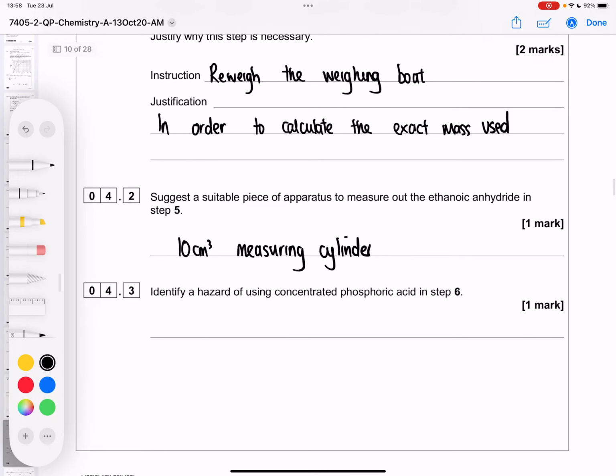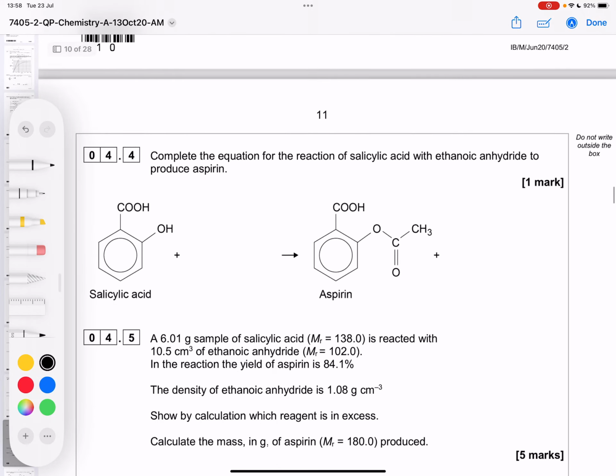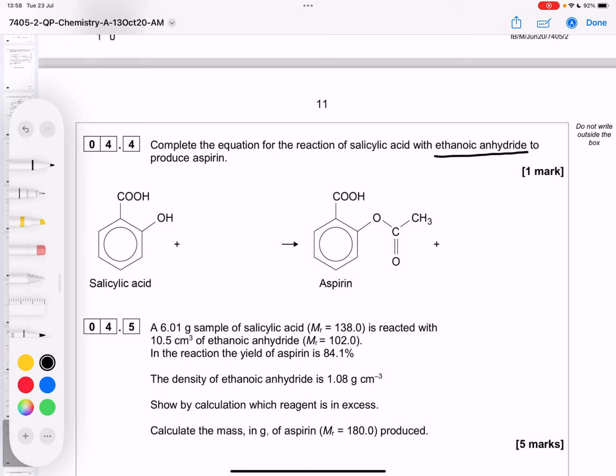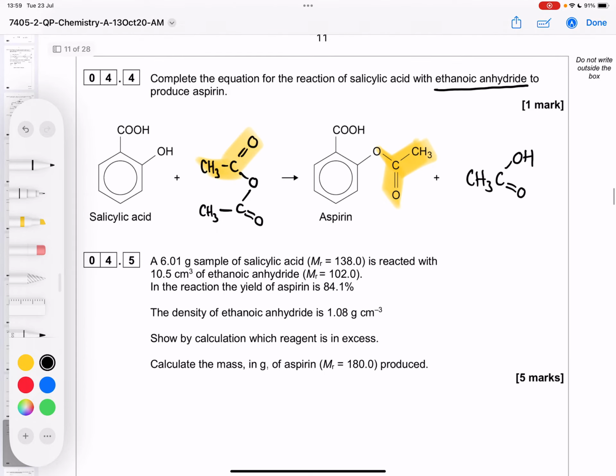Identify a hazard with a concentrated phosphoric acid. Well, we know that the concentrated acids are corrosive. Complete the equation for the reaction of salicylic acid with ethanoic anhydride. So remember, the anhydrides are those that are like 2 ethanoic acids that have come together and lost water. So that's our structure of ethanoic anhydride. We can see that this is the bit that we've kind of added on. That's come from here. So the other product that's left over is a CH3, C double bond O, O, and then it got the hydrogen from the alcohol group of salicylic acid.